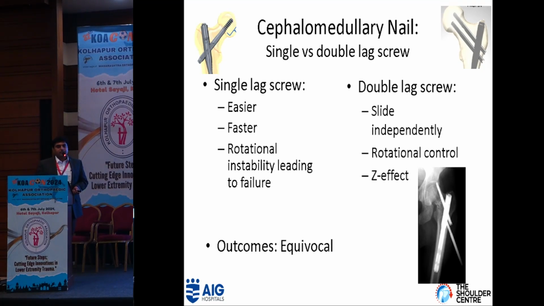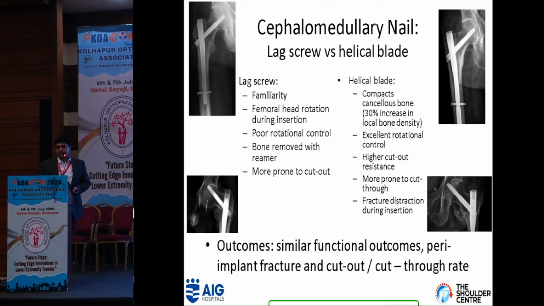The double lag screw, as I said, can slide, but it gives better rotational control. The Z effect is known to happen with this, and the outcomes of both are equal to each other. Lag screw versus helical blade. The helical blade is a more recent advancement. In one study, they found that the amount of bone loss is quite less.